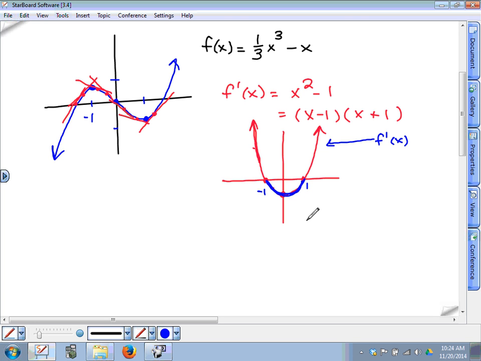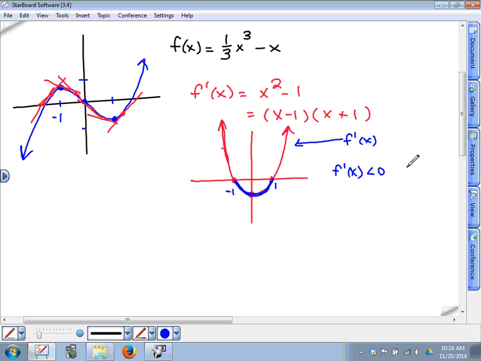Negative 1 and 1. So would it be correct in saying that f prime of x is less than 0 between negative 1 and 1? Yeah, that would be okay. Are we okay in saying that? Yeah.